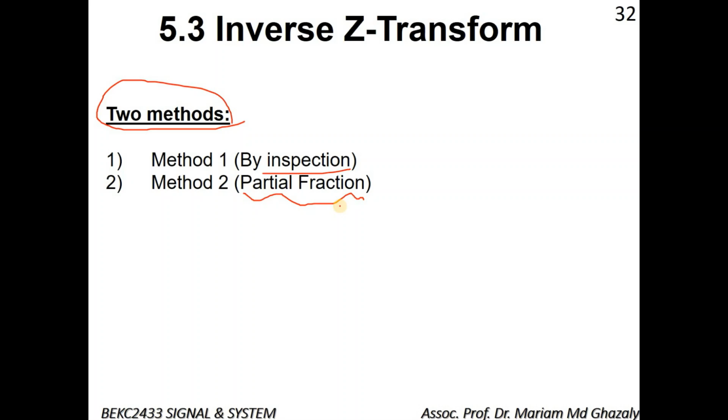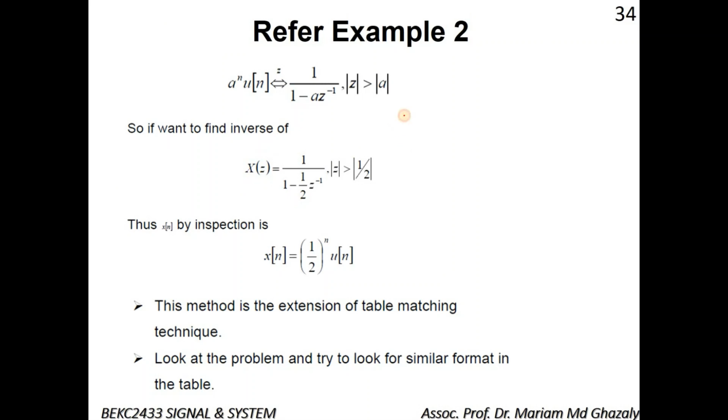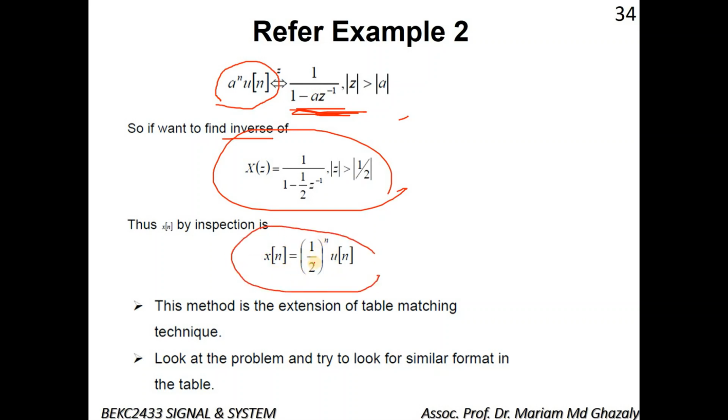So you need to do partial fraction first to organize it into a format that you can refer to in the Z transform table. By inspection means recognizing the similarity of the form based on the table, so it is limited by the table. This is what you did just now. You look at it and see the format a n u n, so you directly use the table and this equation. For the inverse transform, if you are given this signal, directly by inspection of the Z transform table, you can get the answer.